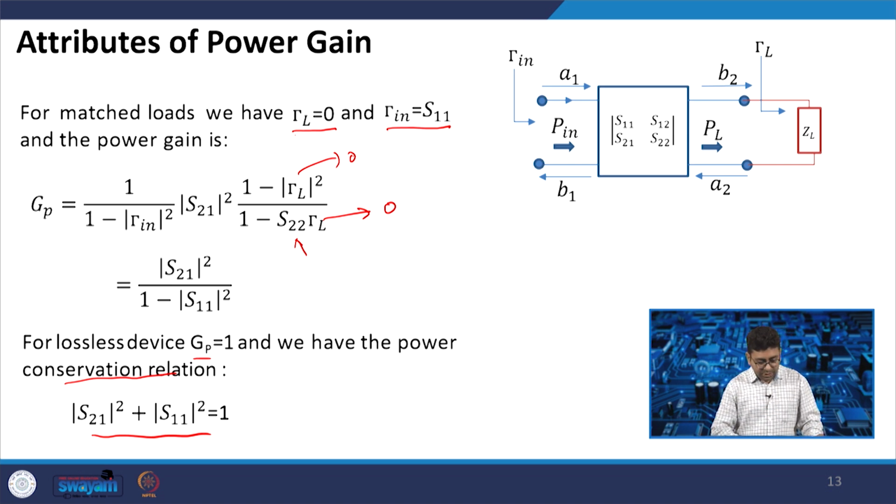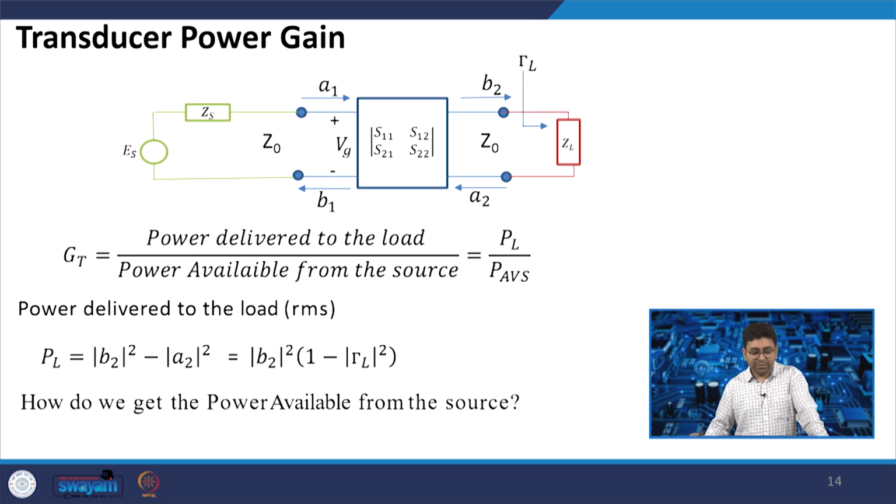Then we will go to the transducer power gain, that is Gt, which is the ultimate figure of merit. Gt is the power delivered to the load over the power available from the source, equal to PL by PAVS. Power delivered to the load, RMS value, you can directly write B2 square minus A2 square, so you will get B2 square times 1 minus gamma L square.